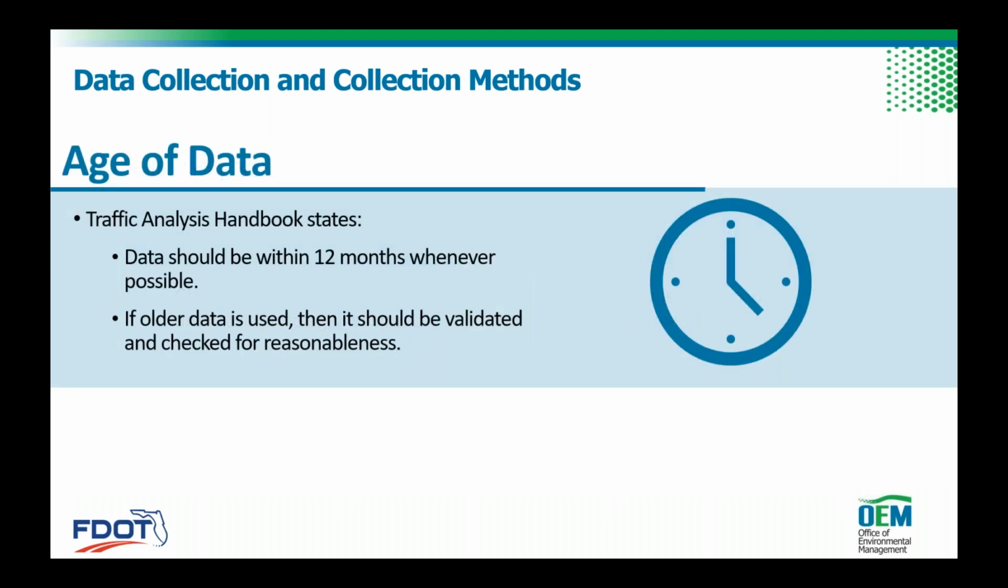Other data collection questions that come up a lot is the age of the data. Once again, the traffic analysis handbook states that data should be within 12 months whenever possible. Older data can be used if it can be validated and checked for reasonableness. And so what's meant there is, let's say you have some data that's 2 years old, but it was such an extensive process, it's $100,000 in counts. Might want to check with your project manager to see, can you go out there and count 5 of, let's say, 60 intersections that were counted, and validate that those 5 are still similar, and can that be assumed that the others are similar too?